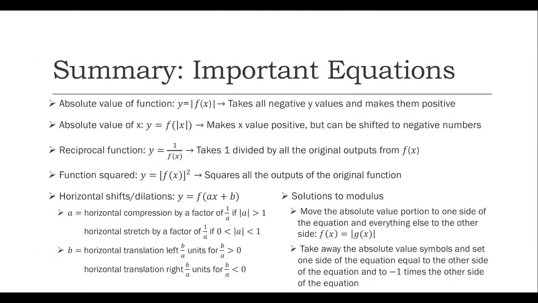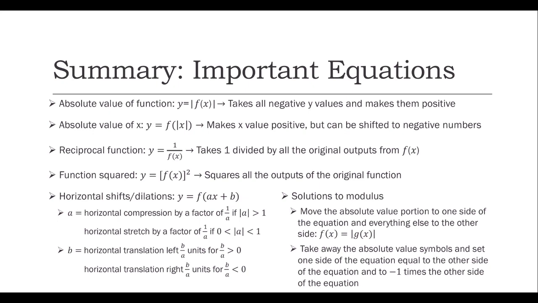In summary, our absolute value function takes all negative y values and makes them positive. Our absolute value of x makes our x values positive, but can still be shifted down to negative numbers. Our reciprocal function takes 1 divided by all the original outputs from f of x. Our function squared squares all the outputs of the original function.